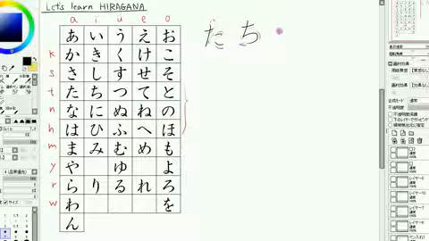Okay, third one is tsu. Tsu is simple. You start from the left and you go a little bit upward and then curve and you go sweep like this.